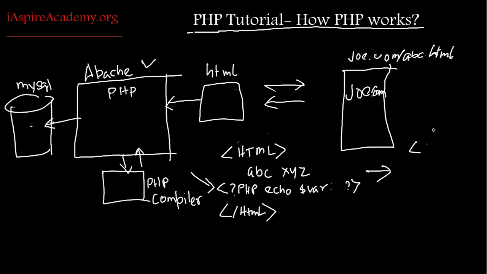Let me not type, and let me tell you how it is going to look. You have your ABC XYZ, and this entire tag, starting with less than question mark PHP, would be replaced by the value of var, which is, let's say, 123, and then you have the HTML. That's the way it happens.